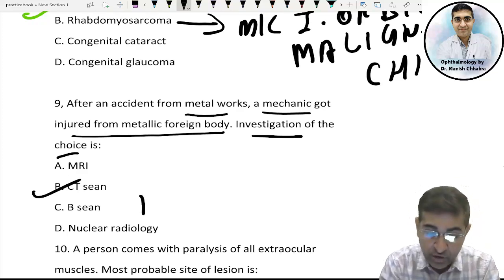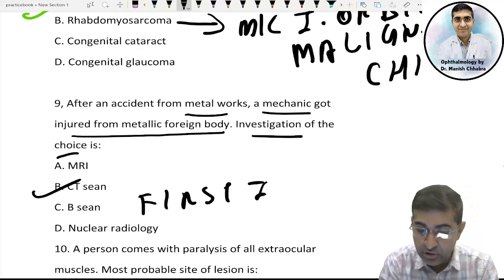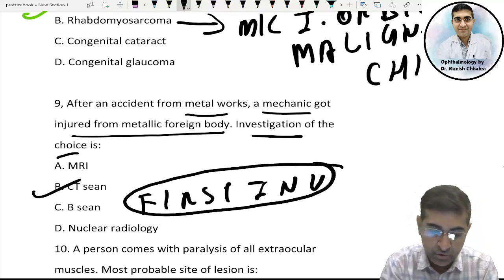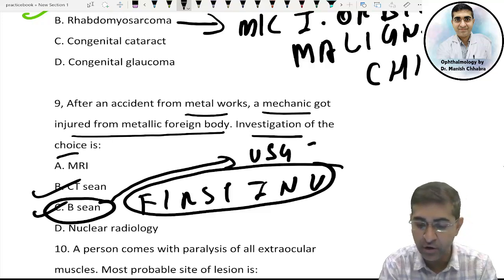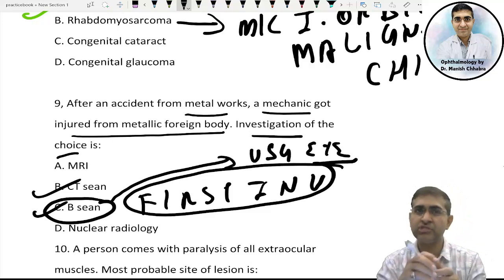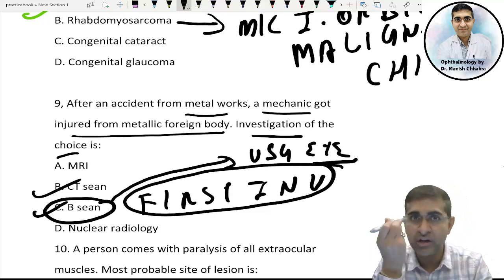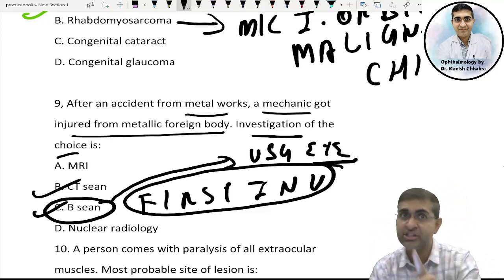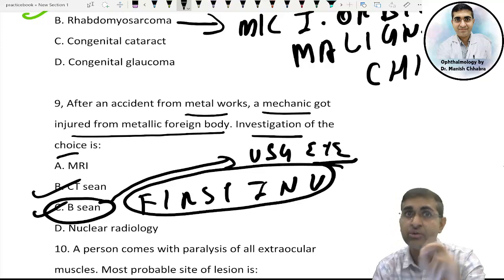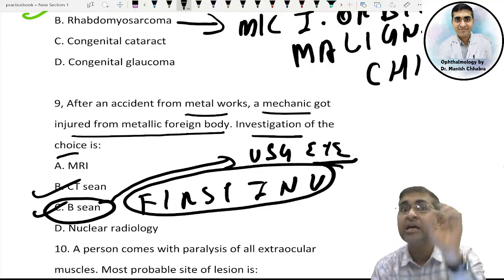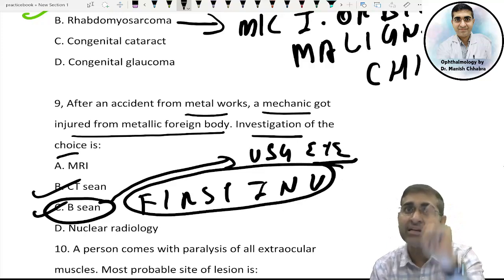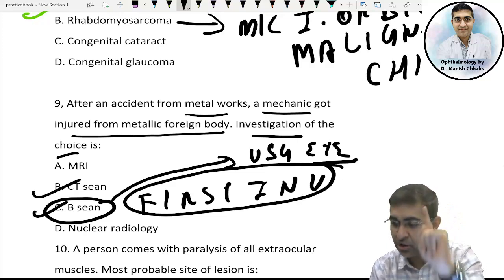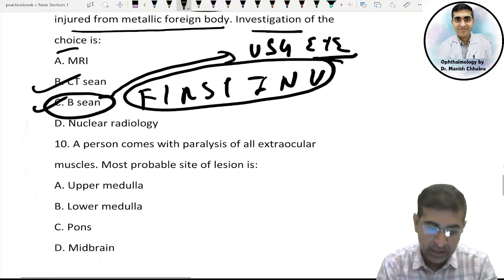But if they ask you the first investigation that you will do, that is B scan. What is B scan? It is the ultrasonography of the eye. So there is a special probe and you do ultrasonography of the eye. That is the first investigation. But the best investigation or investigation of choice is NCCT. You will avoid MRI in intraocular metallic foreign body. Okay, now the last question.